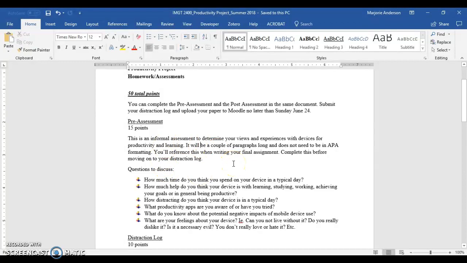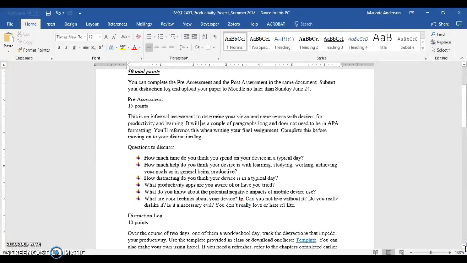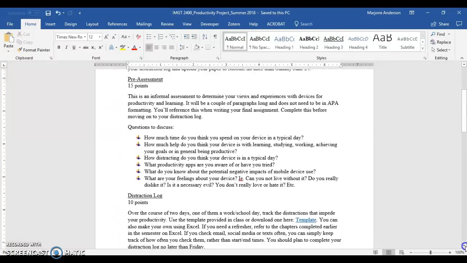How do you use technology? What does it do? How does it not help you? Where is it an obstacle? And again, give me a couple paragraphs. This does not have to be in APA formatting. And of course, first person here is very appropriate because you're speaking of yourself.